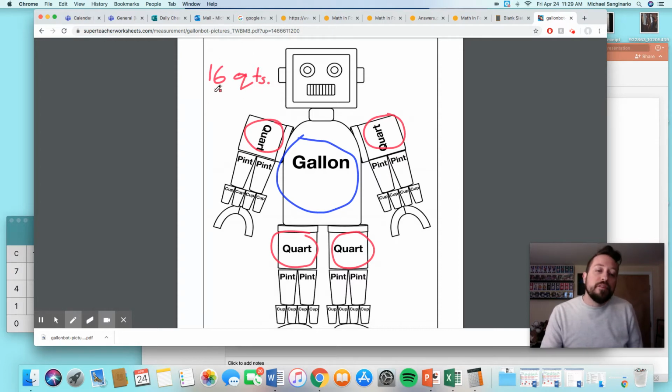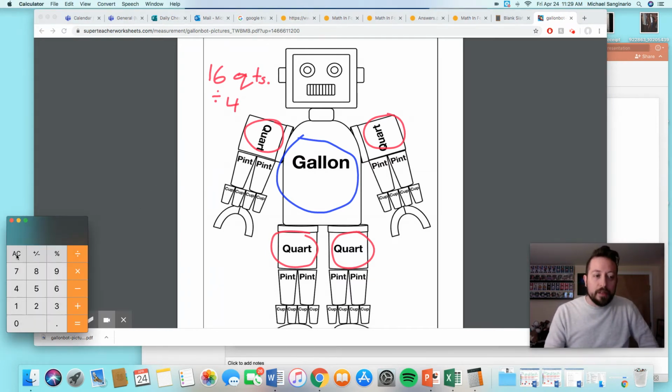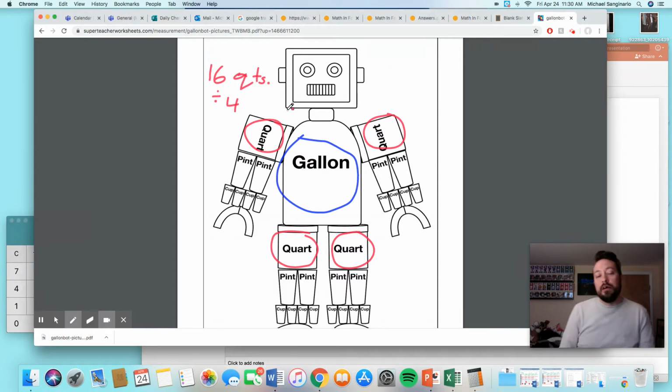So I would have to divide 16 by 4, okay? I can do that in my head. 4, 8, 12, 16. So the answer is 4 gallons, okay? But if you weren't sure, you can use a calculator again, just like yesterday's assignment. So I would take the 16, divide that by 4, and it gives you 4 as the answer. So that would be 4 gallons, okay?